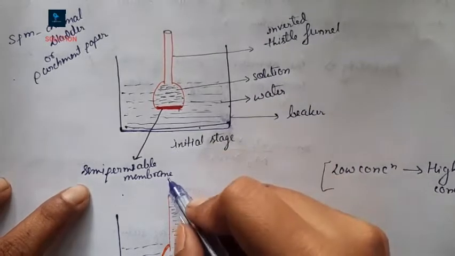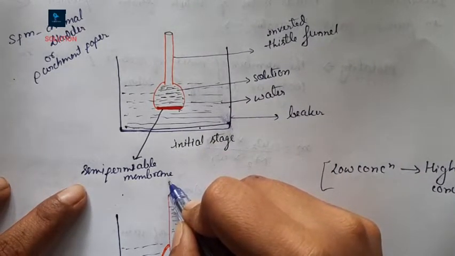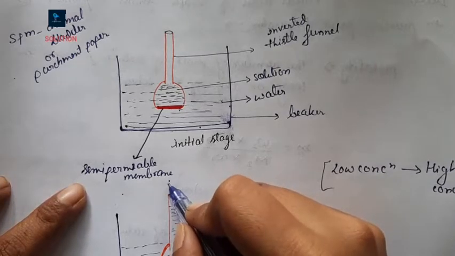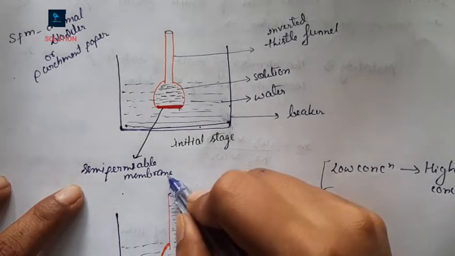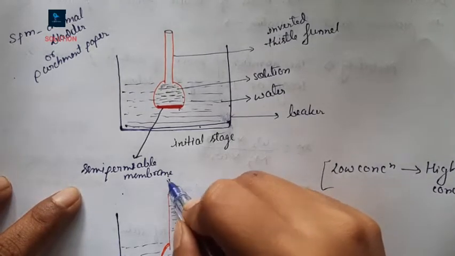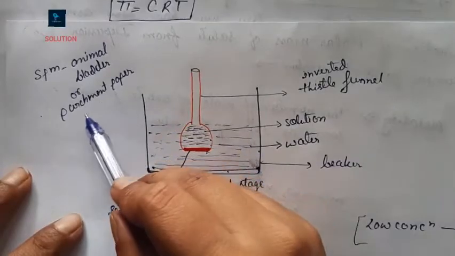Semi-permeable membranes are membranes which only allow certain particles to pass through. They allow only the solvent particles, not the solute particles, and this may be an animal bladder or parchment paper.